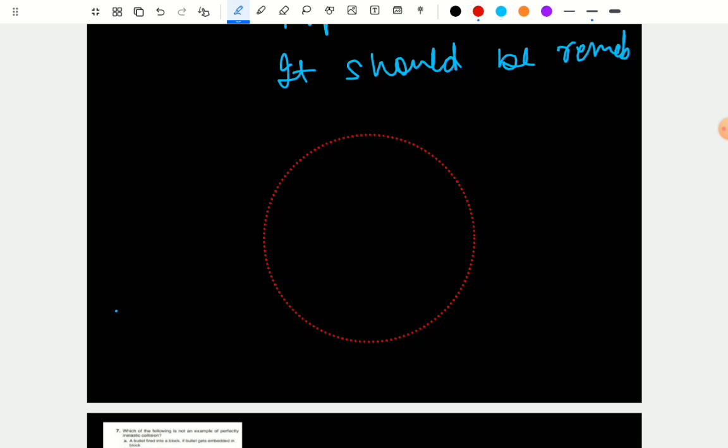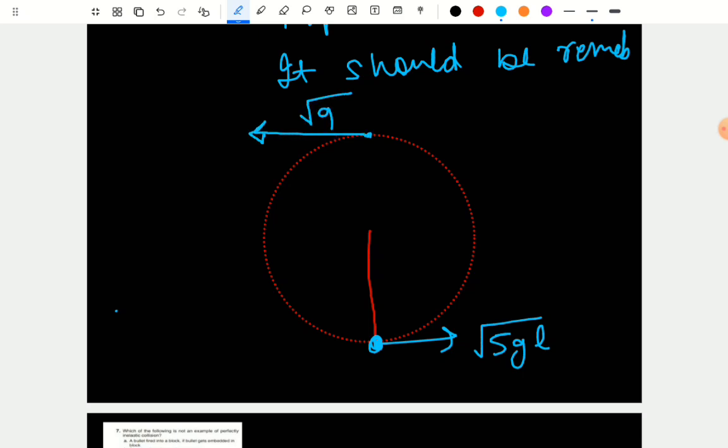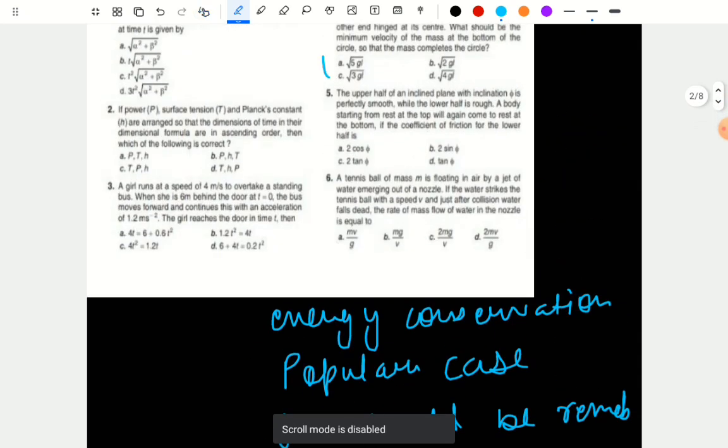Let's say when a bob is swung around this, to complete this circle we have to throw it with under root 5gl. The case is that on the top of this circular path it should be going with the speed of under root gl. This is a popular case and it should be remembered, so the answer of this question is simply under root 5gl.